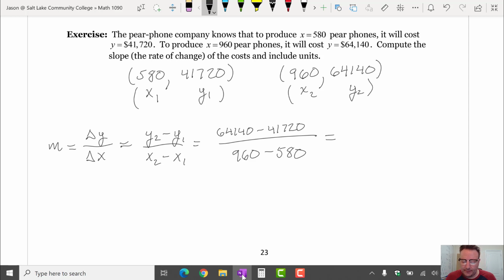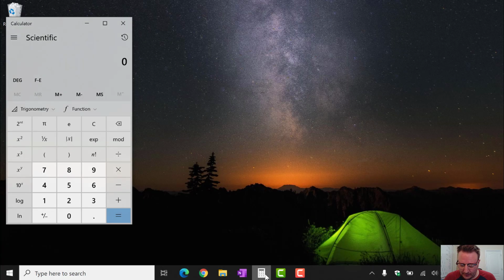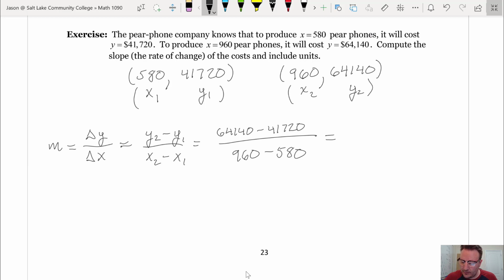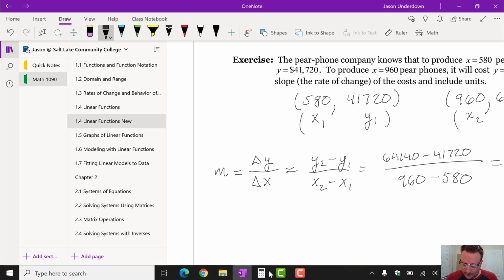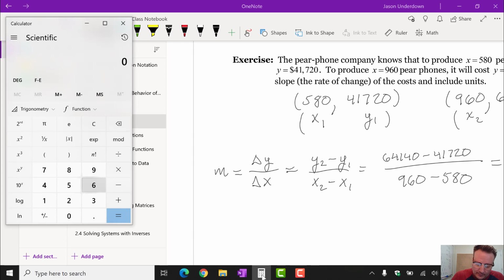Okay, what is that? I'm going to pull up my calculator to help me with that. Actually, let's do this. So I want to do 64,140 minus 41,720. That's a difference of 22,420.